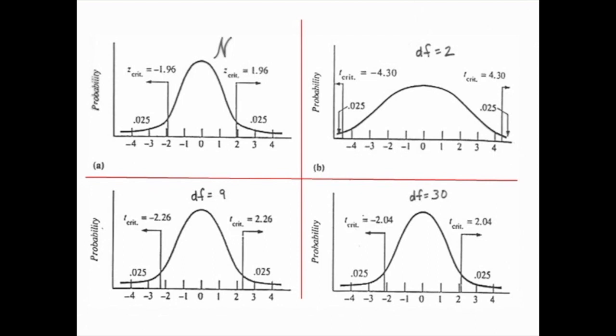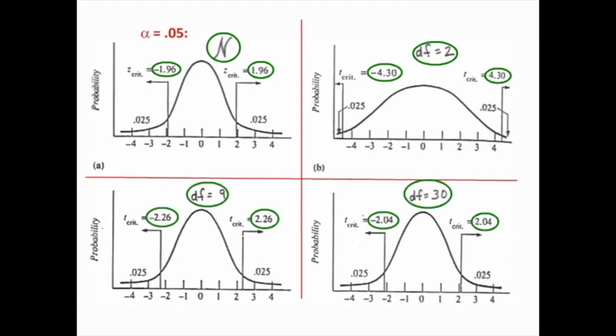Here is another example of the normal distribution and several t-distributions. The distribution in the upper left is the normal distribution. If we set our significance level at 0.05 for a two-tailed test, we know that the critical values of the test statistic are z plus or minus 1.96. For a t-distribution with 2 degrees of freedom, these values are t plus or minus 4.30. As you can see, as the sample size increases, the critical values of the t-distribution come closer to that of the normal distribution.